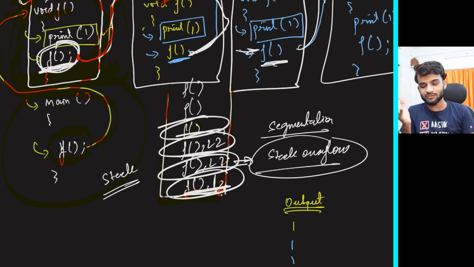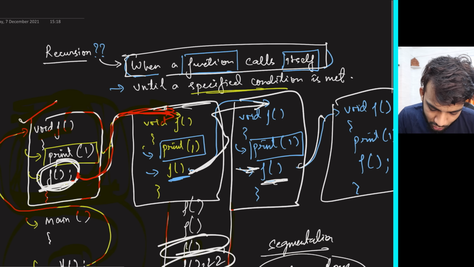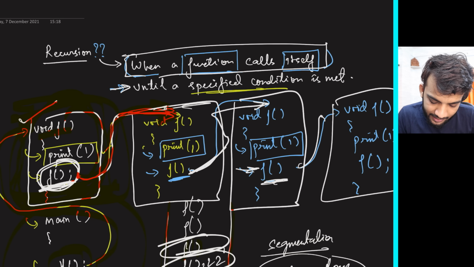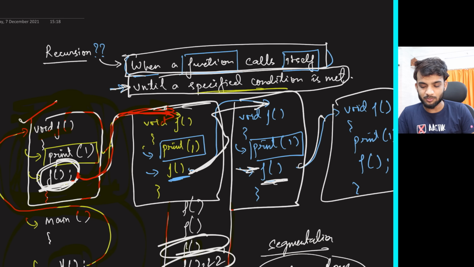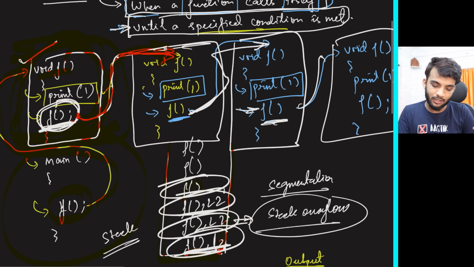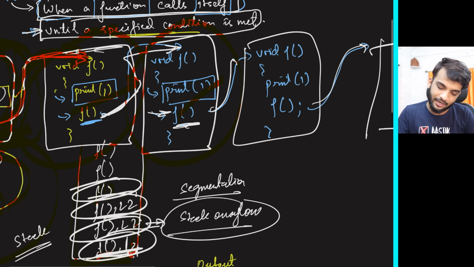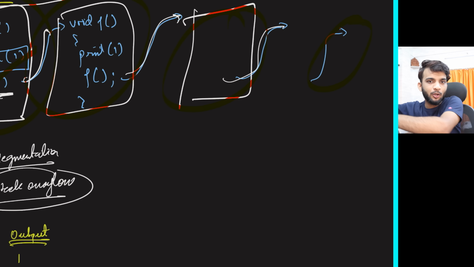So in short, this is the first line definition, when a function call calls itself. I hope you have understood how the function call calls itself. Now we are going to understand until a specified condition is met. What does this mean? If you carefully observe, we call this, then this guy called this, then this guy called this, then again this guy called this. It will keep on going, but there has to be a condition where you stop calling.